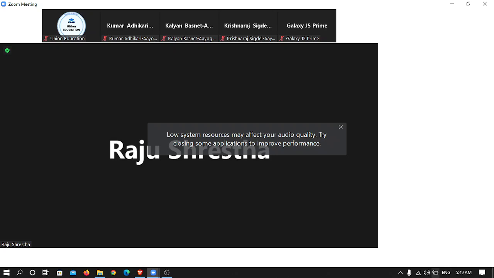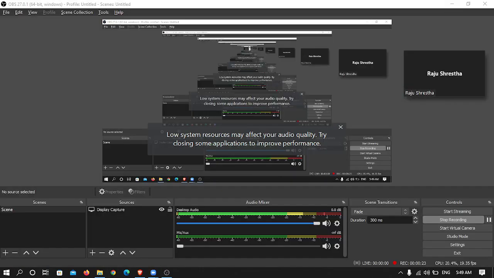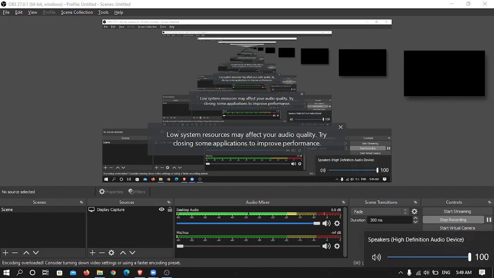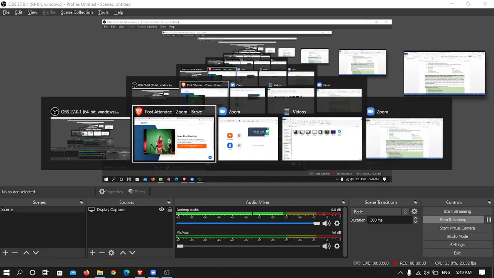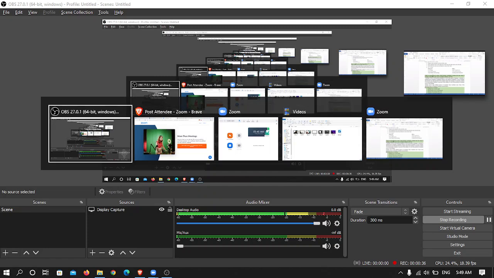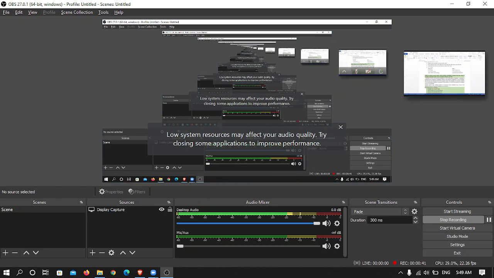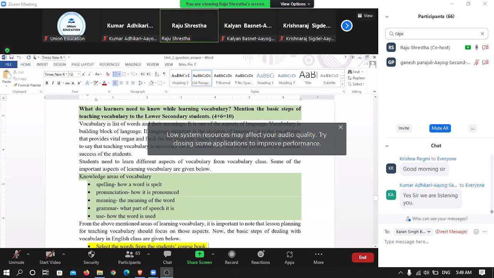So I think we discussed this, how to learn while learning vocabulary. Mention the best question we did yesterday. I think yes. Just confirm it. This is knowledge we did and basic steps.